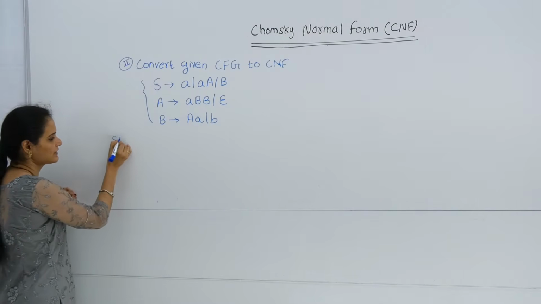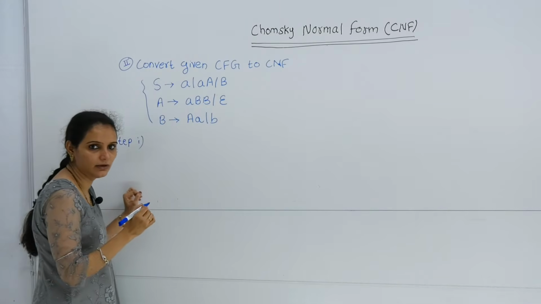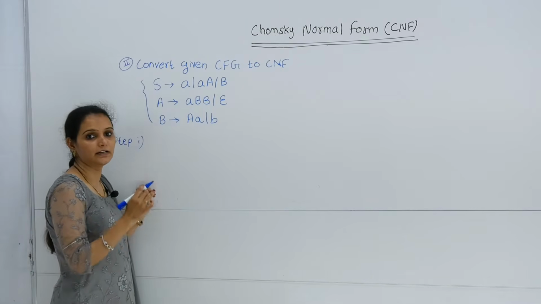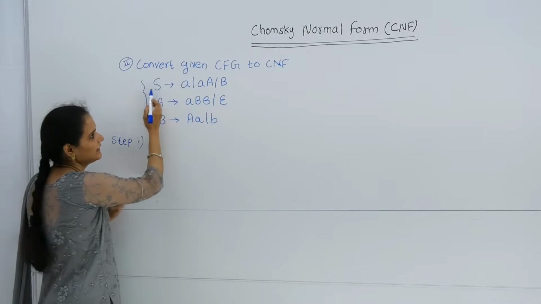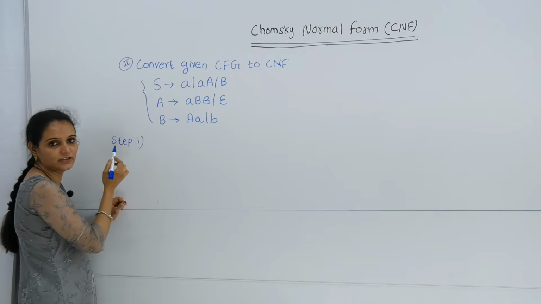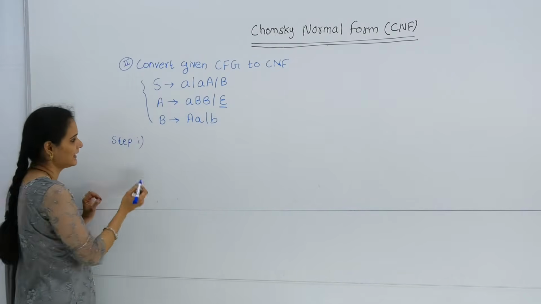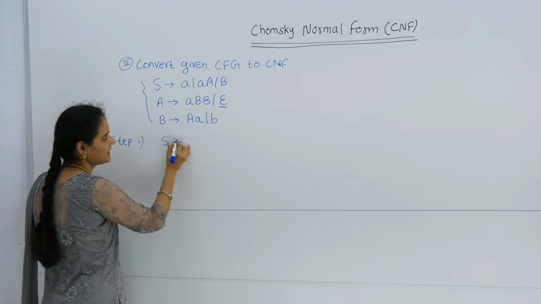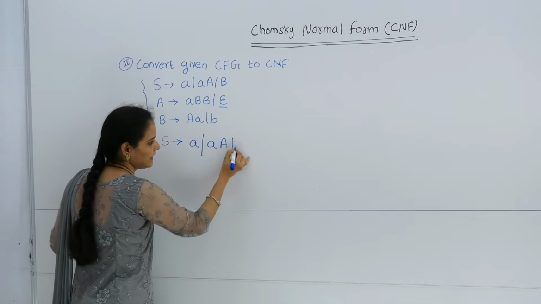So firstly we will start with step number 1. So what is our step number 1? Recall students, it is removal of the null production. So what we are going to find here is any production that includes the null. So here we can find that A produces null. So S produces small a, then small a, capital A and B.